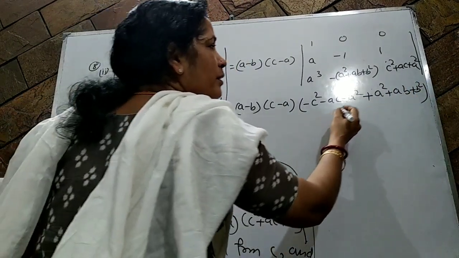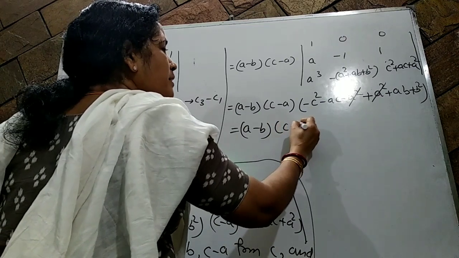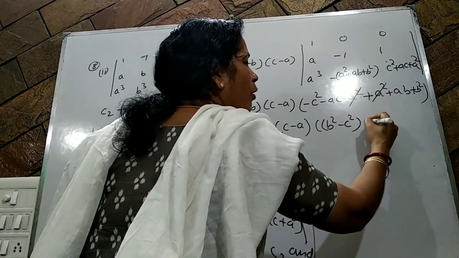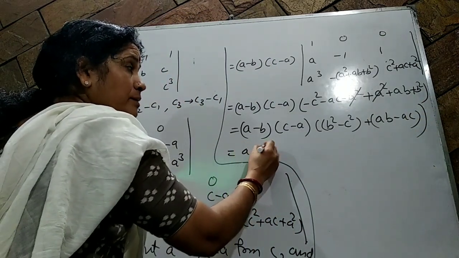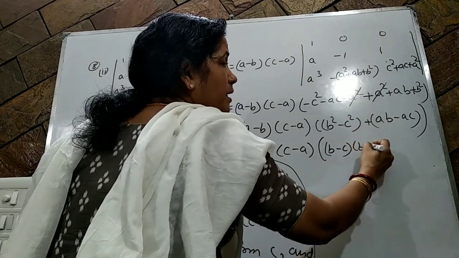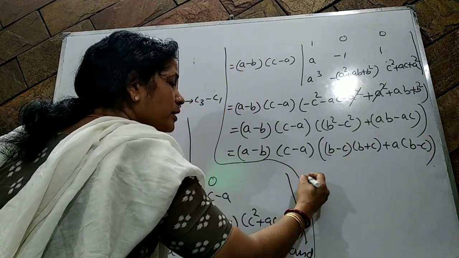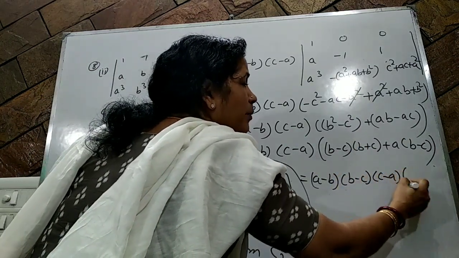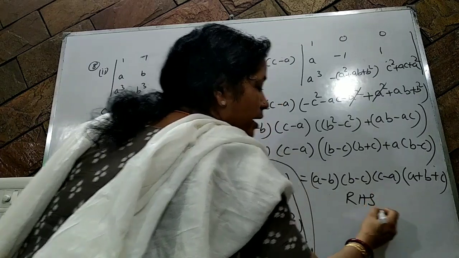Now that is equal to, A square will be cancelled. A minus B into C minus A into, make a square combination, B square minus C square, then we have AB minus AC. Anyhow, you should bring the answer. That is equal to C minus A into B minus C into B plus C, and if I take out A, again B minus C. Taking B minus C common, I will get A minus B, then C minus A, and the remaining element is A, B plus C. I'm getting the RHS. Are you clear?